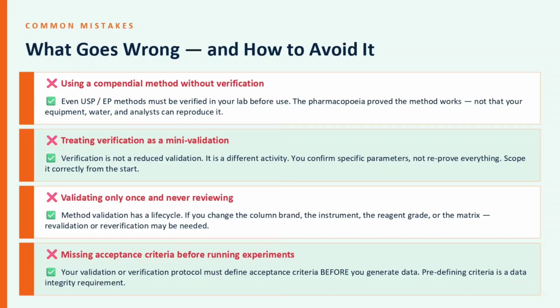The second mistake is treating verification like a mini validation. Verification is not a shorter version of validation. It is a different type of activity with a different purpose. Scope it correctly from the beginning. Check which parameters need to be confirmed and run only those.